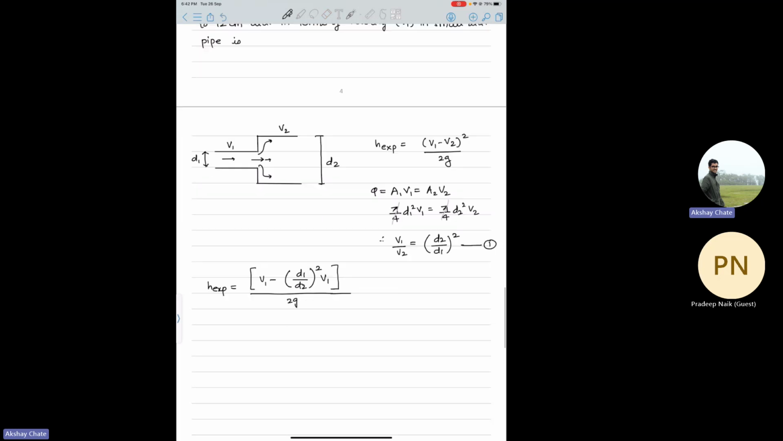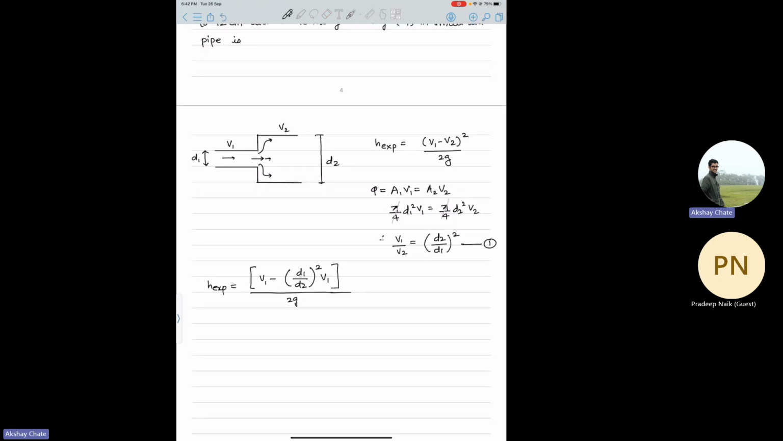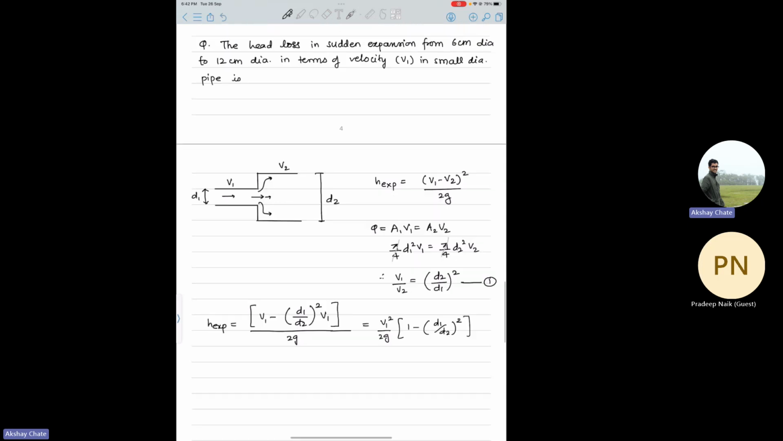Okay. So if you just simplify this, you will get v1 square by 2g common, and there will be one factor which is 1 minus d1 by d2 whole square. So here now, whatever values are given in the question, you can put in and get the answer.